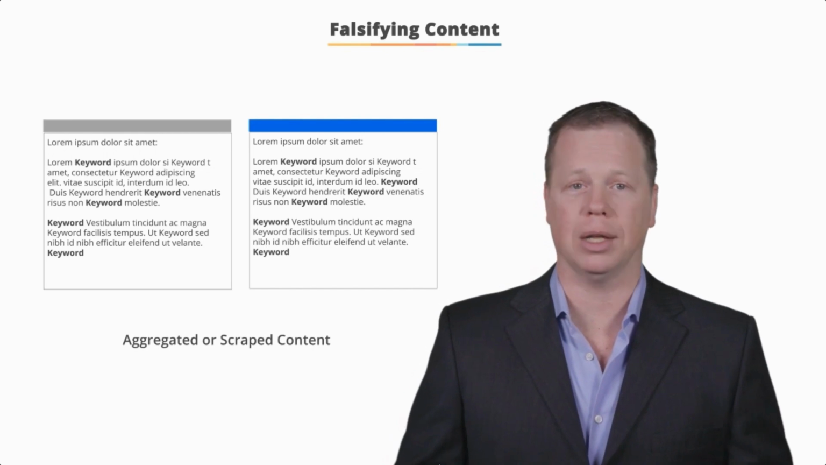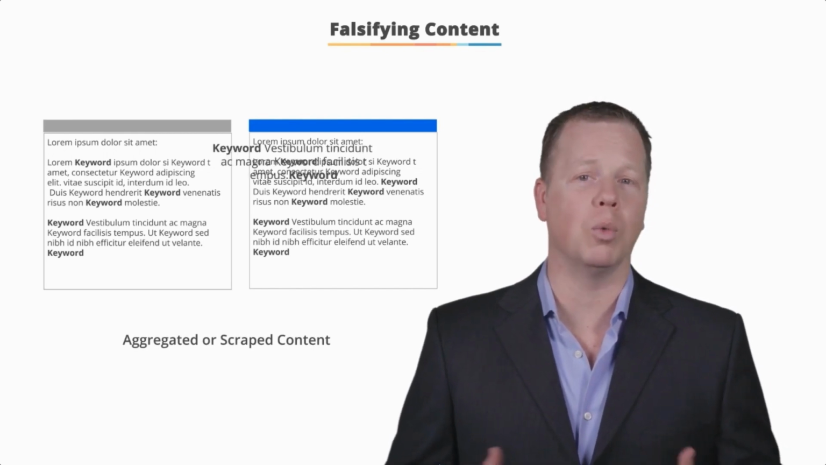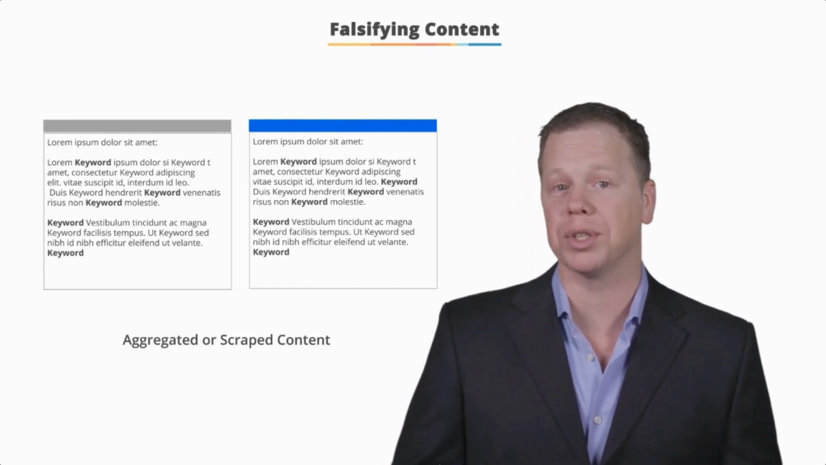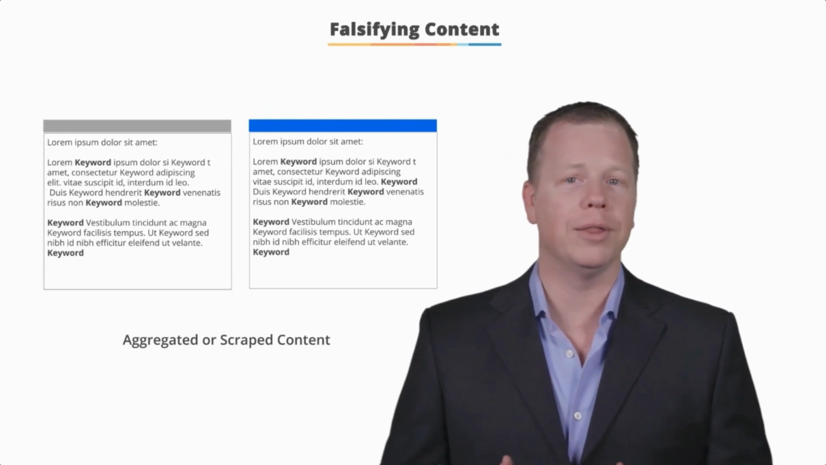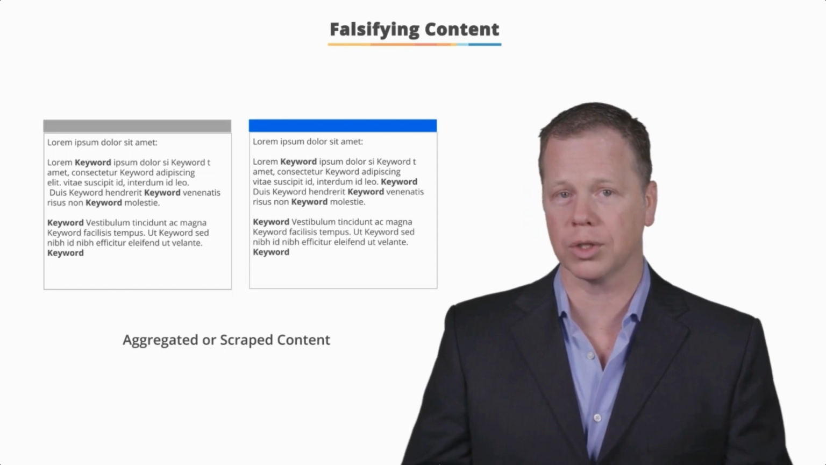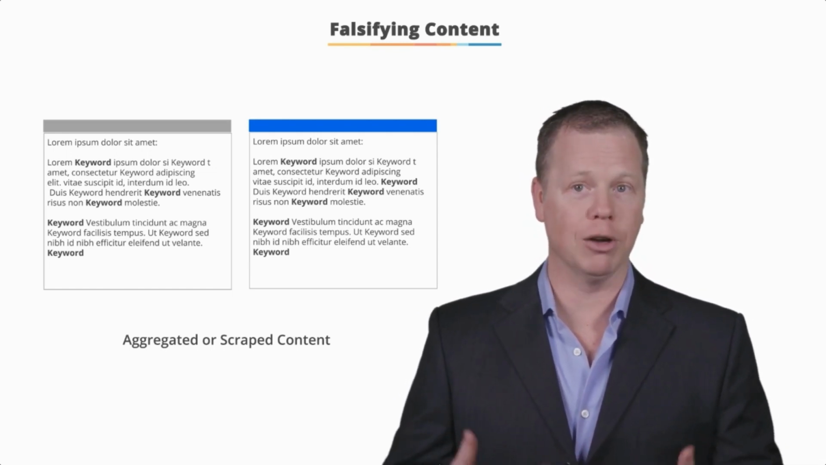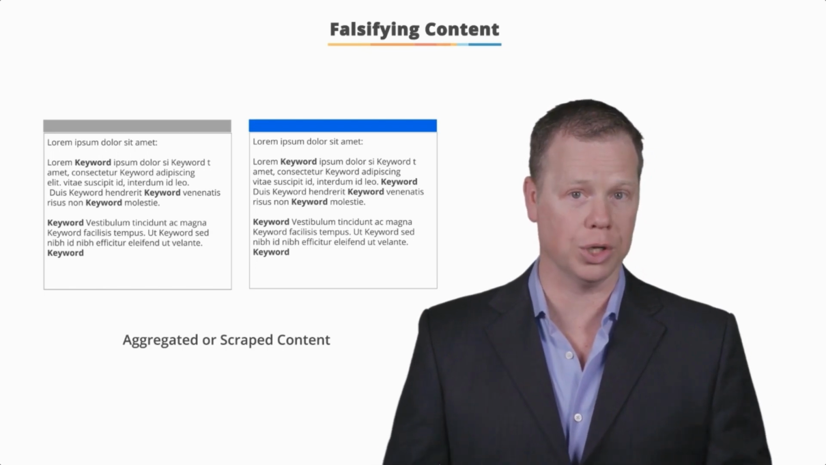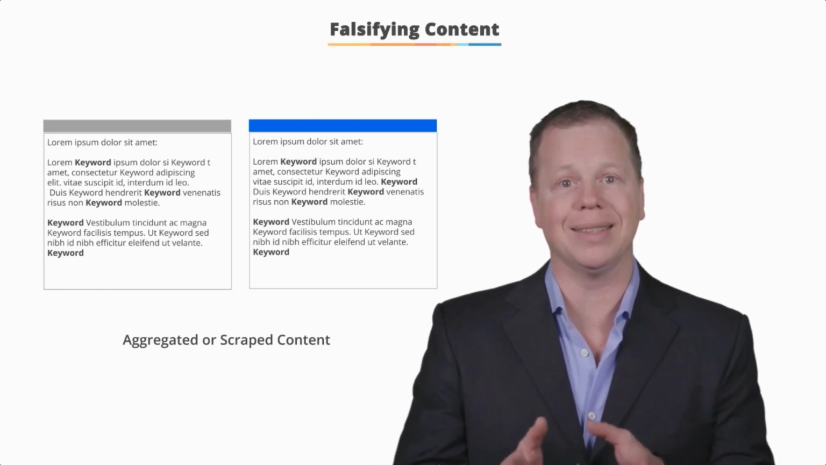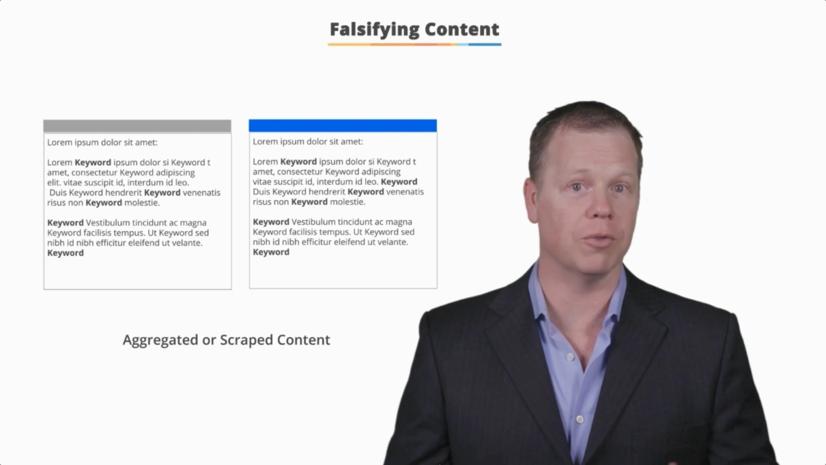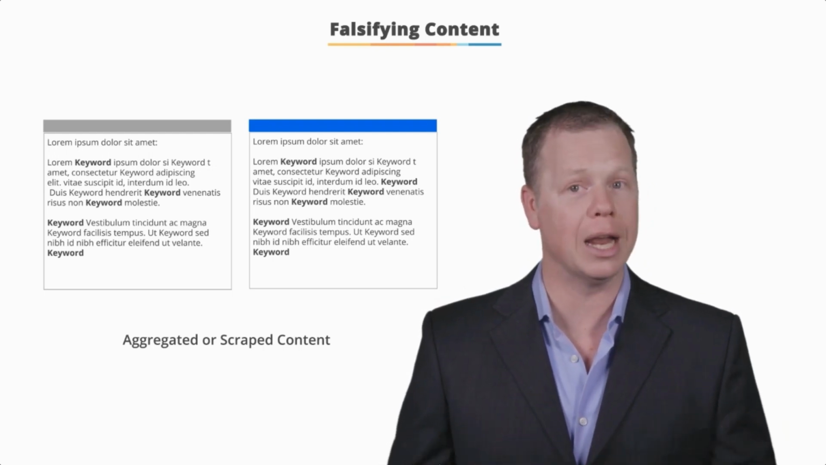Aggregated or scraped content is using other websites' content to make your website more relevant, either through feeds, copying original content, or republishing other works. Search engines are employing massive resources to provide authenticity of content ownership and penalizing those that steal content or use content from other websites to create their websites.